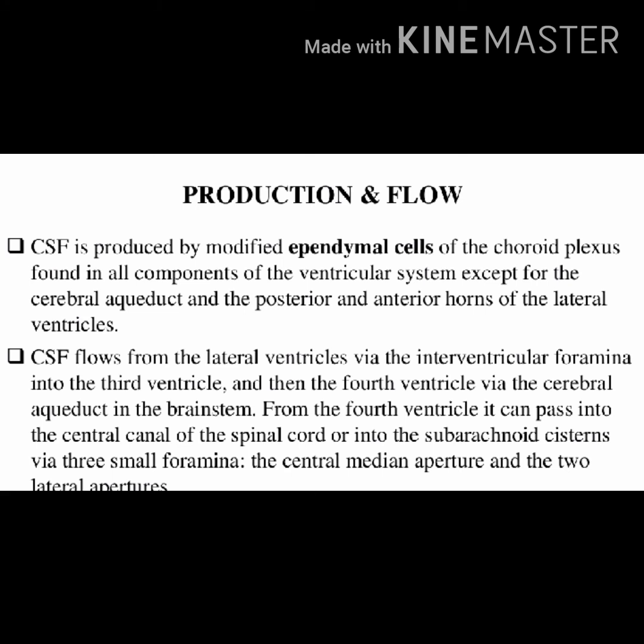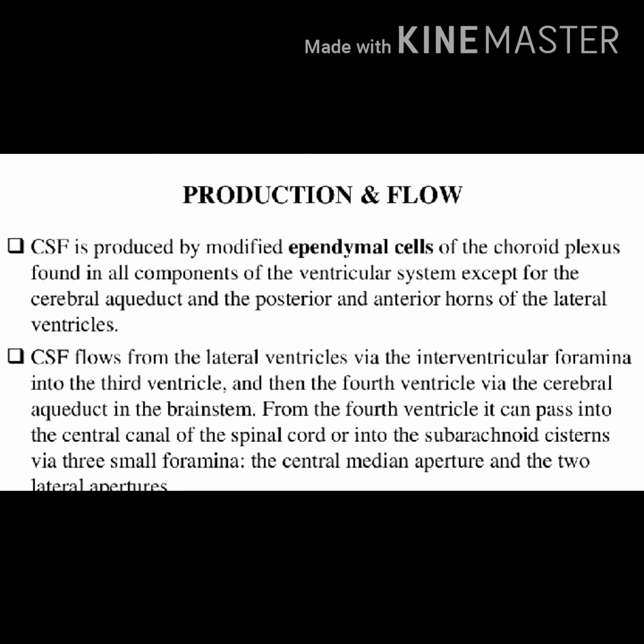Next one is production and flow. The cerebrospinal fluid is produced by modified ependymal cells of the choroid plexus, found in all the components of the ventricular system except for the cerebral aqueduct and the posterior and anterior horns of the lateral ventricles.